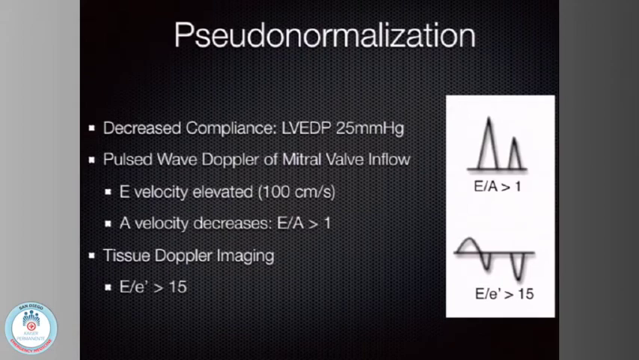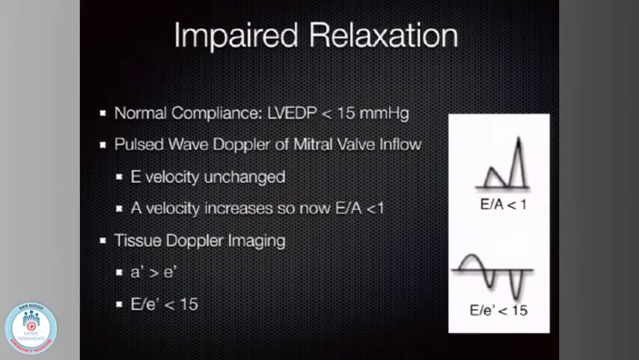But then suddenly, things are getting worse, but it almost looks better because you get this pseudo-normalization where your E is now greater than your A again. You've got that normalized ratio, E over A greater than 1, but this is why tissue Doppler is important. When you throw the tissue Doppler on there, you realize that the E over E prime is greater than 15, and that's how you know that you went from a normal diastolic function to pseudo-normalization. If you saw back on impaired relaxation, it was less than 15.